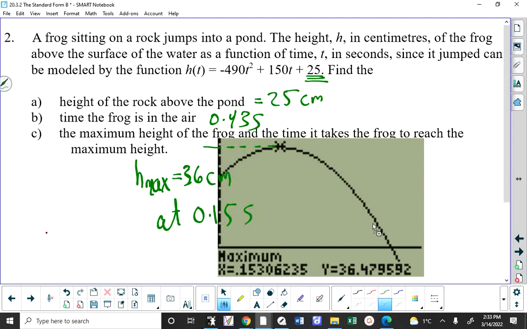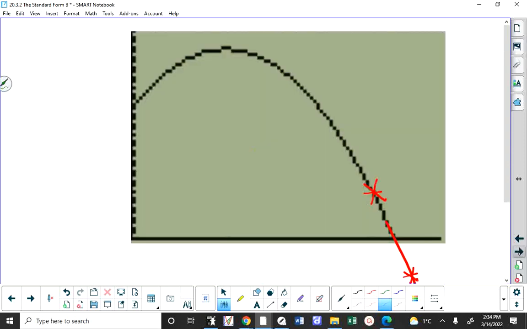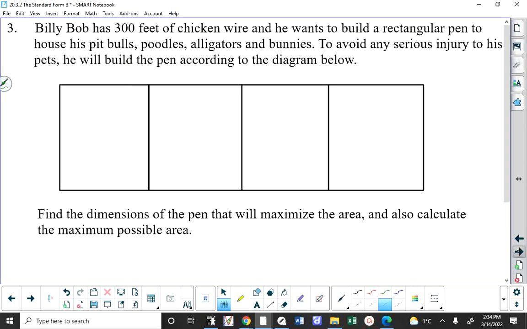All right, after our conversation with the question that McKenna asked about, this next example should be child's play. Billy Bob has 300 feet of chicken wire. Billy Bob has pit bulls, poodles, alligators, and bunnies. Suffice to say, none of these critters get along with other species, so he needs an enclosure that has 4 separate pens.